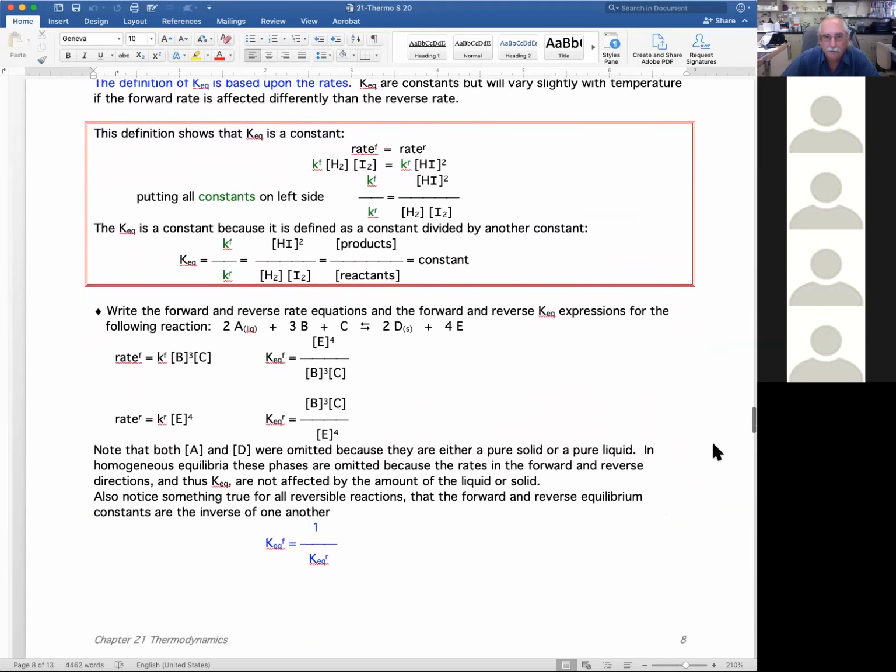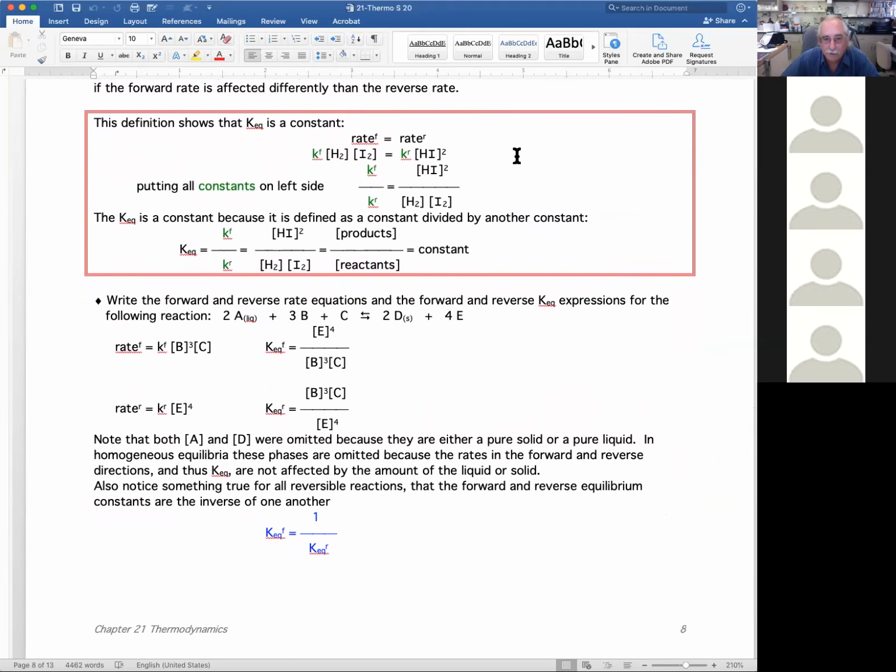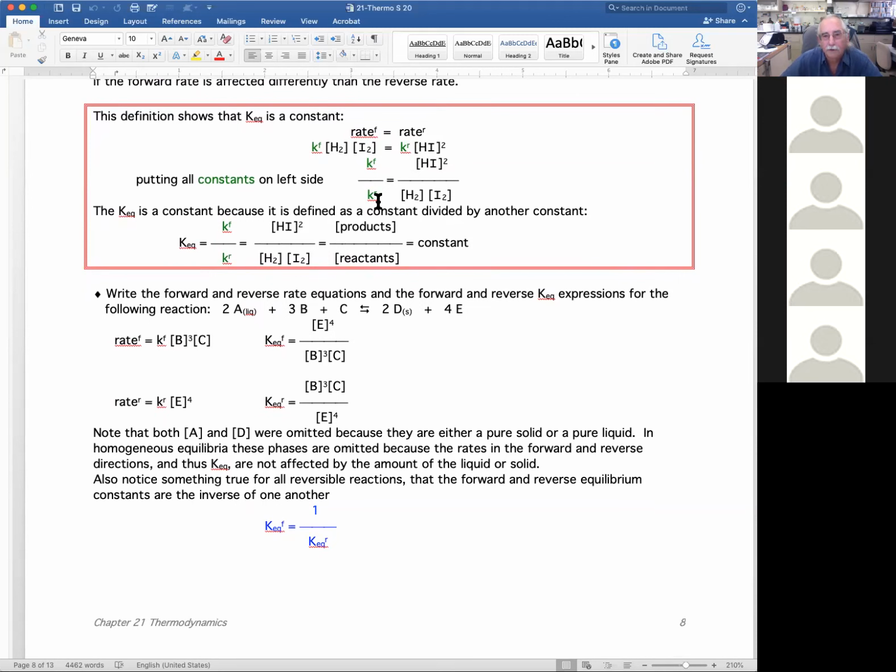So here's the derivation. I put it in a red box to show that the equilibrium constant is a constant. So the rate in the forward direction now equals the rate in the reverse direction. So I substituted with what they are, right? And all I did was I put all the constants on one side and all the variables on the other side. So I divided both sides by KR, right? Divided both sides by this.